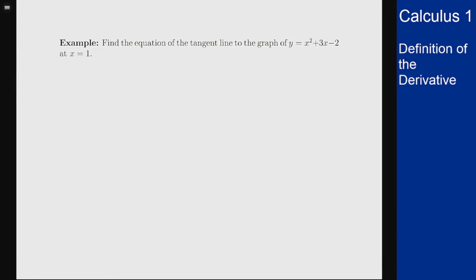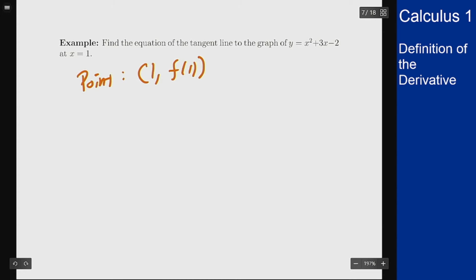I want to find the equation of the tangent line to the graph of y equals x squared plus 3x minus 2 at x equals 1. So let's first look for a point that is on this line. We know a point on this line is going to be (1, f(1)), where f(1), if I plug 1 in, is going to be 1 squared is 1, plus 3, minus 2, is 2. We know the point (1, 2) is on this line.